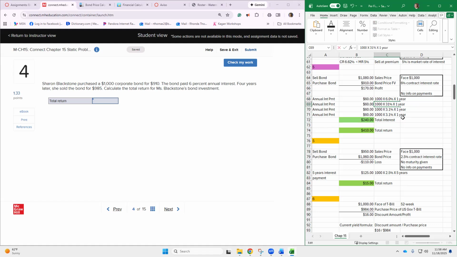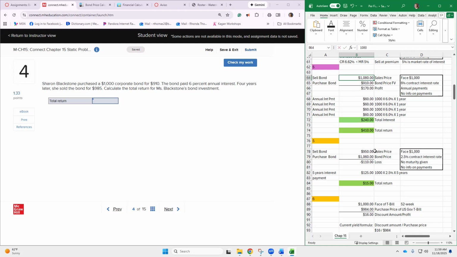Because the contract rate is the rate that will be used to figure out the interest payment. And this is an annual payment, I think. Yeah, it pays annually. Annual payment. So that's also when it compounds. Okay. So she received $60 for 4 years in a row. So there's the interest, the profit.